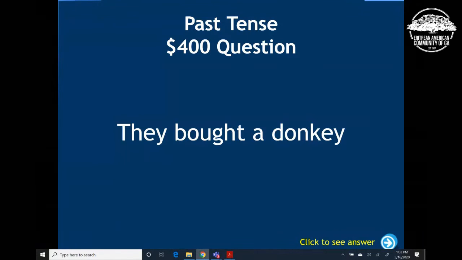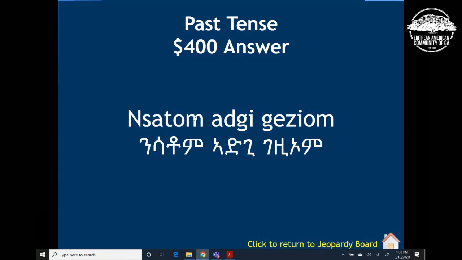Okay, Adam. Nisom, Giziom, Adgi. Nasom, Nisatom, or you could say Nasom, Adgi. So the noun goes here, Geziom. So for my Republicans, Nisatom, Harmaz Geziom, they bought an elephant.